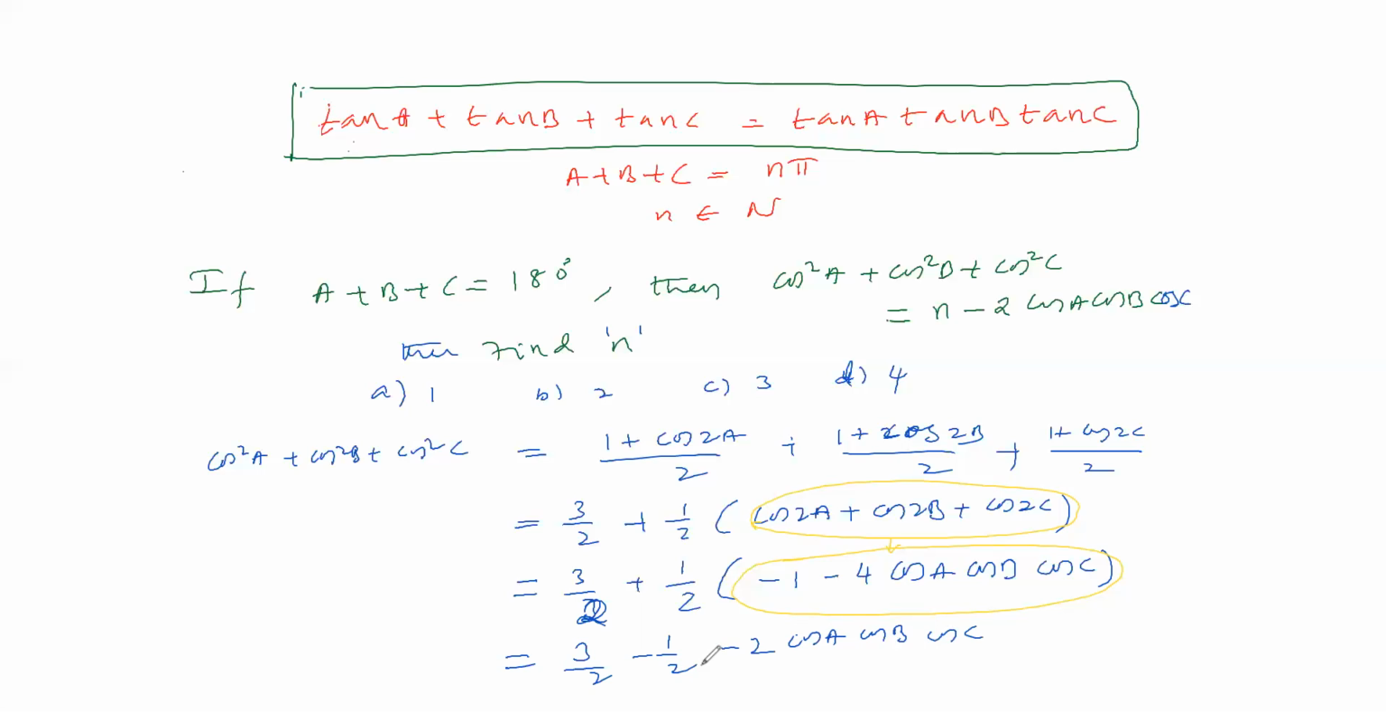Now compare the equation. Minus 2 cos A cos B cos C is there on both sides. In place of n, we have 3 by 2 minus 1 by 2. So n is equal to 3 by 2 minus 1 by 2, and subtracting 1 by 2 from 3 by 2, we get n as 1. That means the first option is the correct answer.